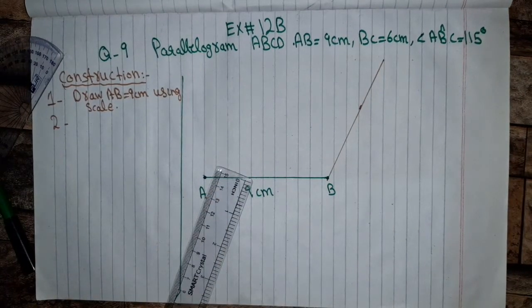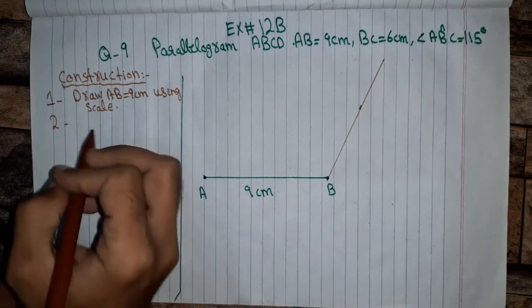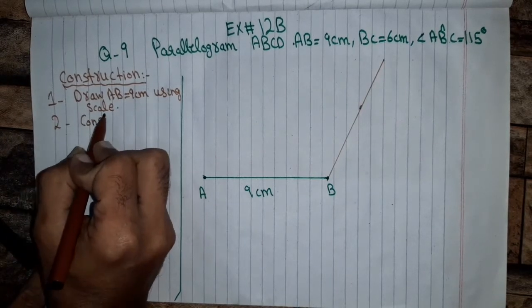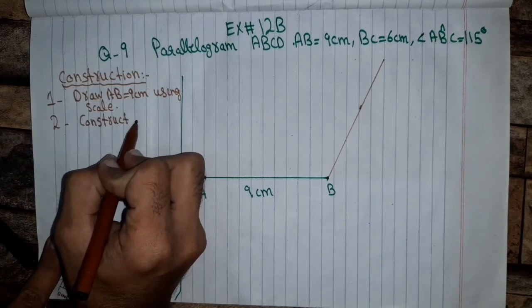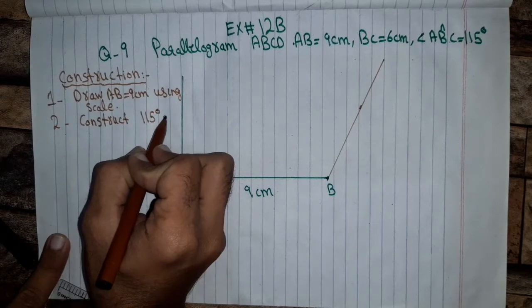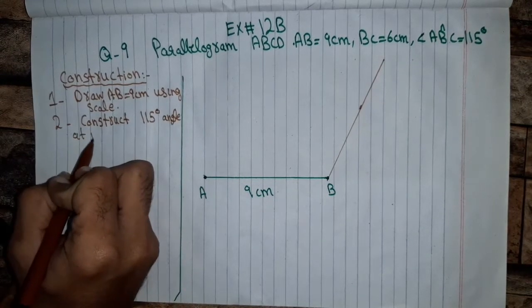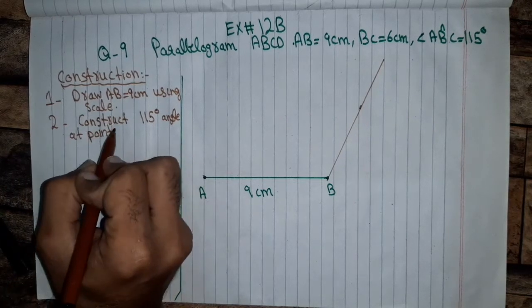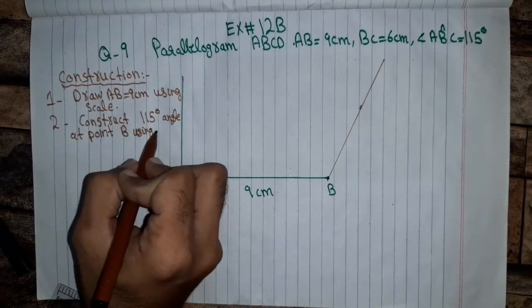Okay, so now here we will write: construct 115 degree angle at point B using protractor.